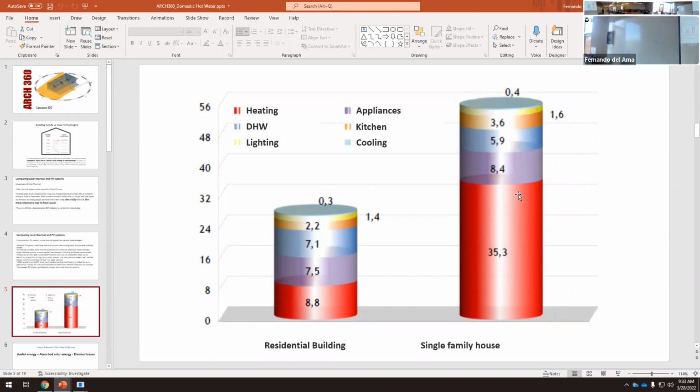That's a fact, and it makes sense. Why? Because if you have a detached single family house, the envelope, we are losing energy through the walls, the roof. If we are in an apartment building with houses like this, the area exposed to the outdoors, the thermal envelope, is just this. If we have a detached house, the exposed envelope, or the thermal envelope, is like this.